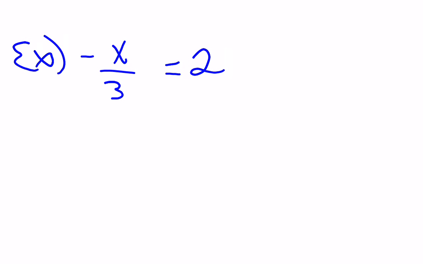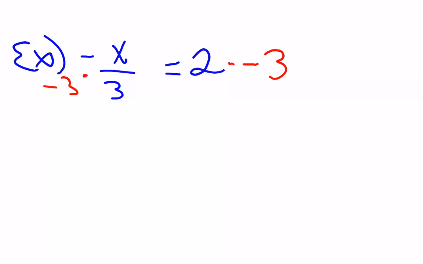Next example, negative x over 3 equals 2. And again, this looks like a fraction, but we also have to remember what a fraction bar means, and it means divide. So first and foremost, when we have divide, the opposite operation would be to multiply. So if I want to get rid of divide 3, I'm going to multiply by 3. But I also have a negative there, so I'm going to multiply by a negative 3.